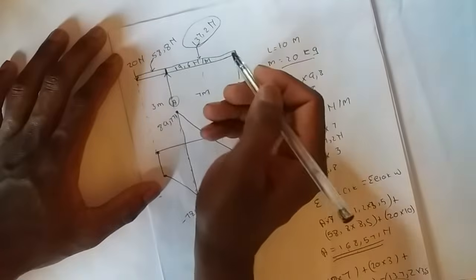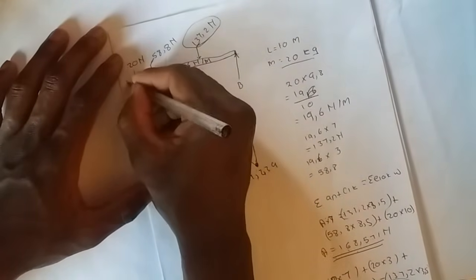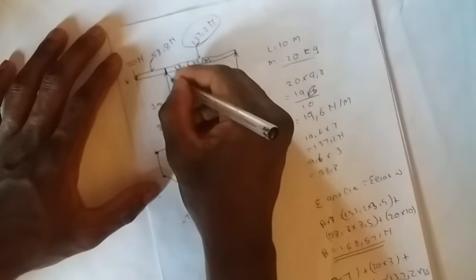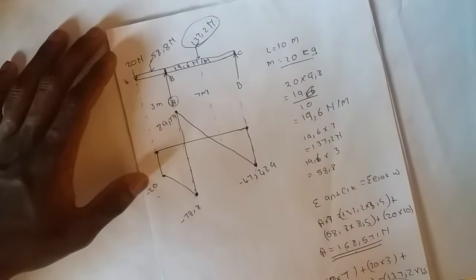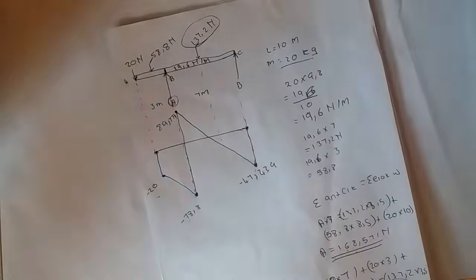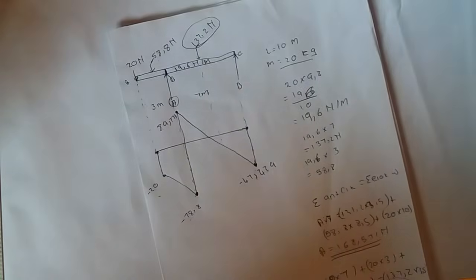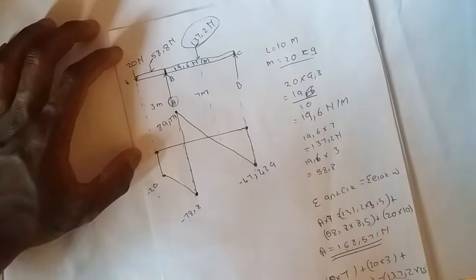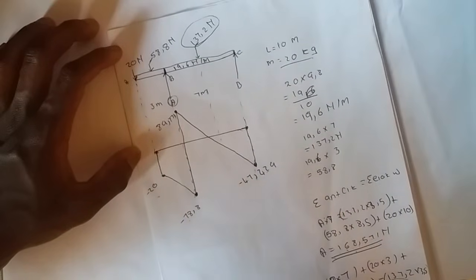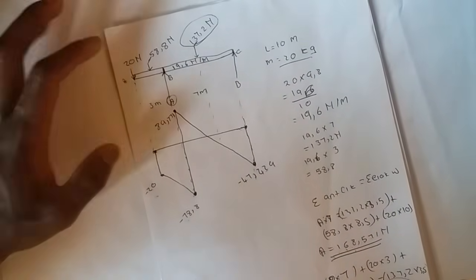We will calculate our bending moment diagram for this point, which is A, for this point, which will be B, and for this, which will be C. We already know that the bending moment of this point and this point will be 0.